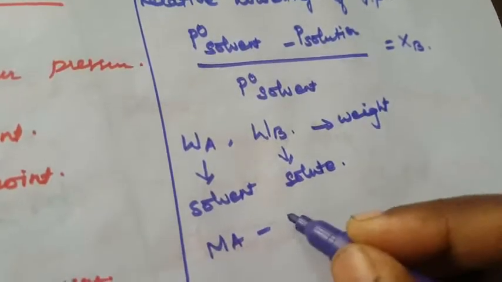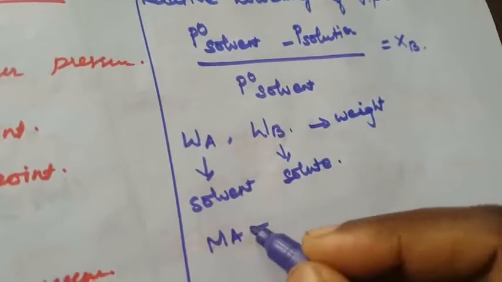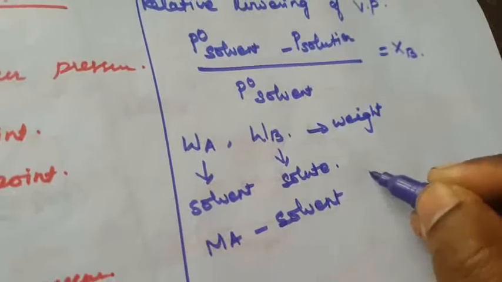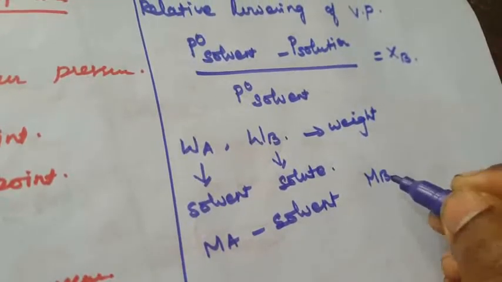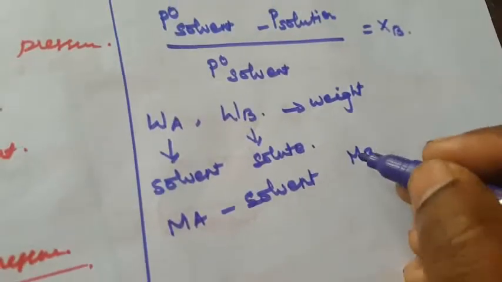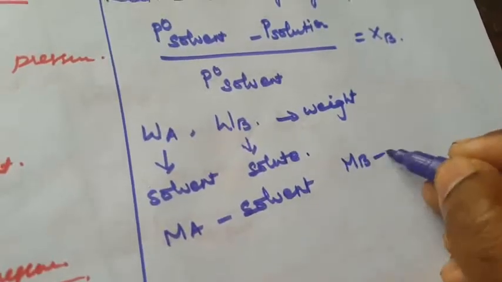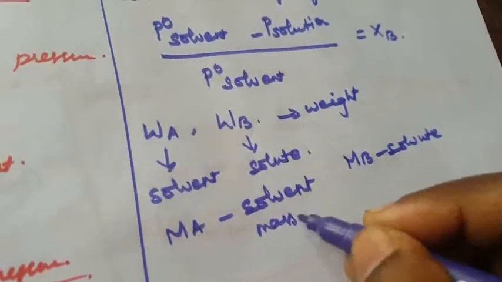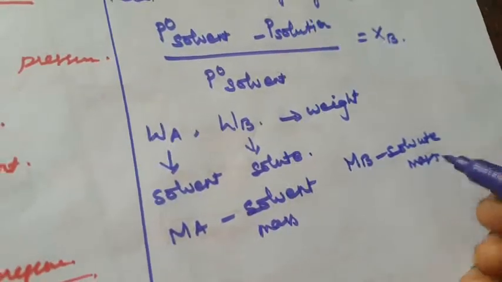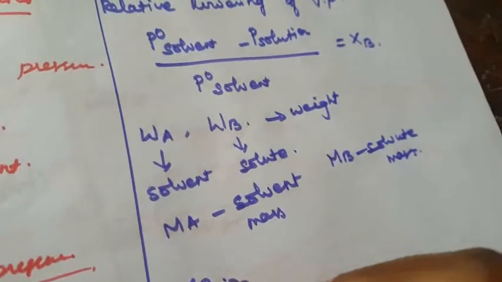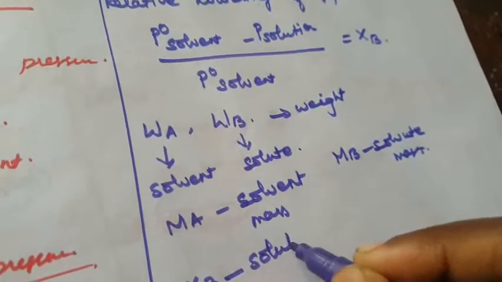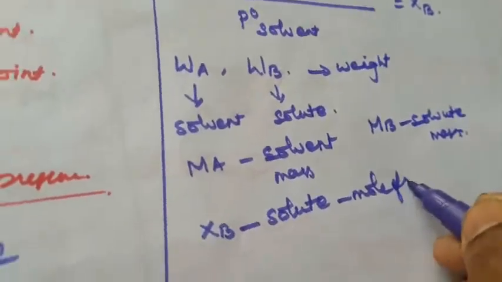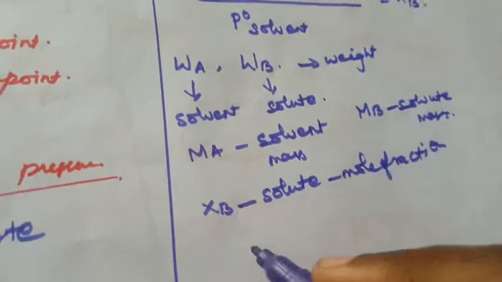MA is the mole fraction of the solvent, with molecular mass MA. MB is the molecular mass of the solute. Mass of solvent, mass of solute, right? XB is the mole fraction of the solute. Okay, what is XB?